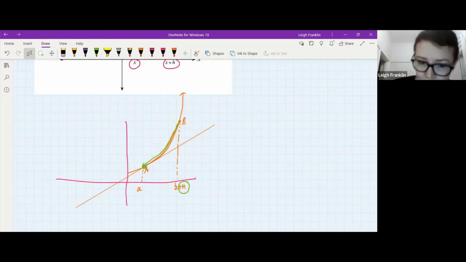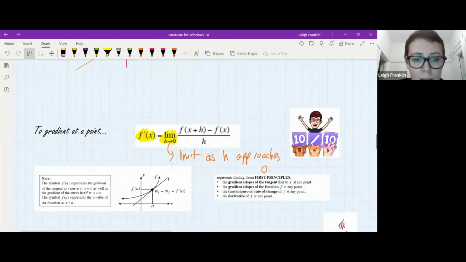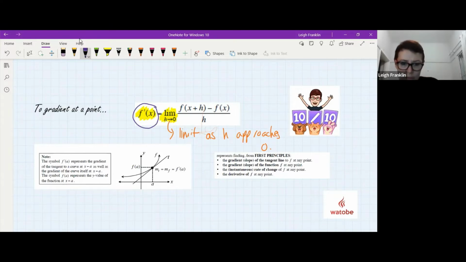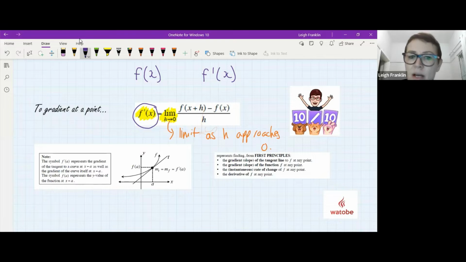That's what this bit means. This bit in the front, this f prime x, is the notation that we use to show that we are determining the derivative, or the gradient, or the instantaneous rate of change. So if we have been given a function statement in the form of f of x, then we would take the first derivative, and we would write f prime x like so.